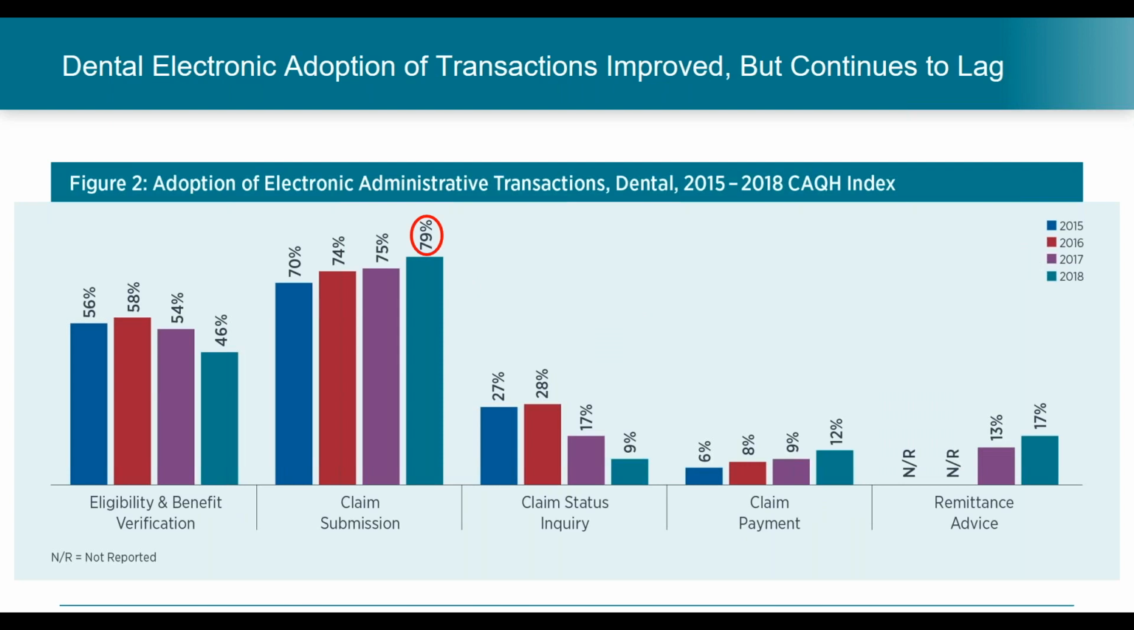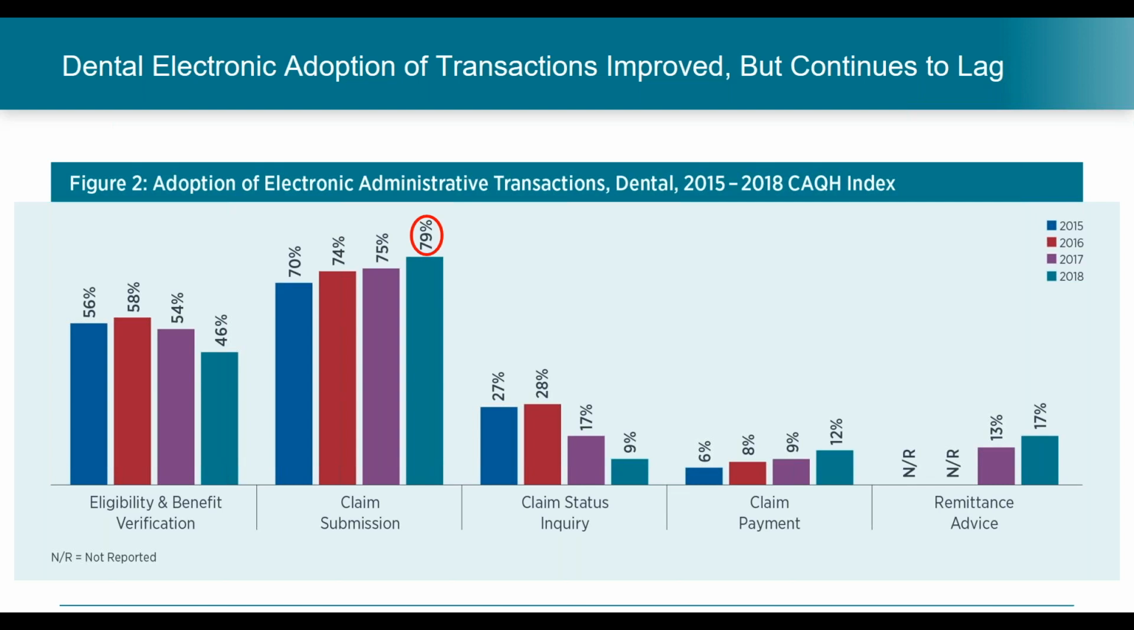Moving on to the dental industry, we saw that adoption increased for all the transactions with the exception of eligibility and benefit and claim status. For both of these transactions, we saw an 8% drop in adoption. We also saw for these that manual use increased. For eligibility and benefit, manual use increased by 8%, and for claim status inquiry, manual use increased by 18%. In both cases, there was also an increase in volume for these transactions. Eligibility and benefit saw volume increase by 40%, and for claim status inquiry, volume increased over 100%.